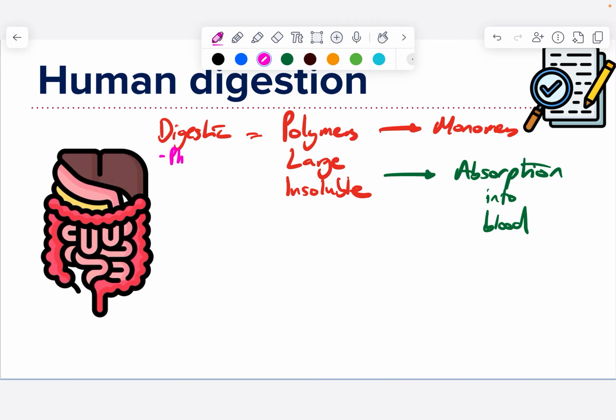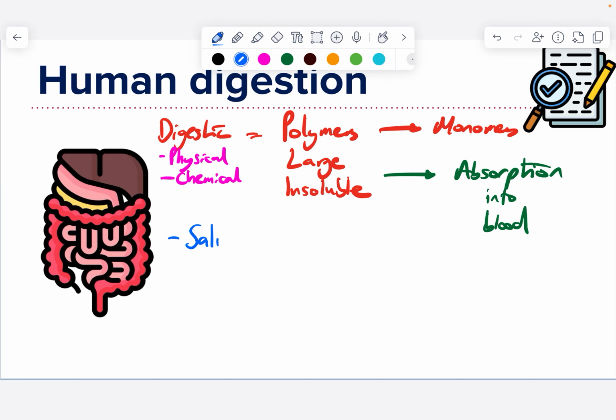Digestion can be broken down into two different types. We have physical digestion, which predominantly relates to muscles, and then of course we have chemical digestion, which relates mainly to enzymes. So starting at the very top, we obviously have the teeth. I'm not going to particularly talk about those.